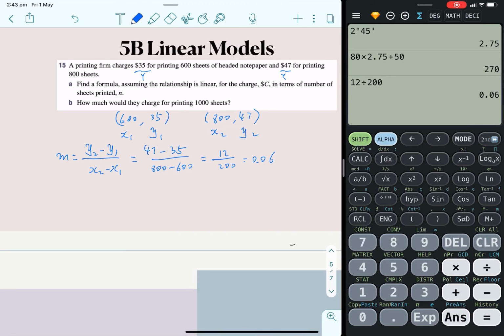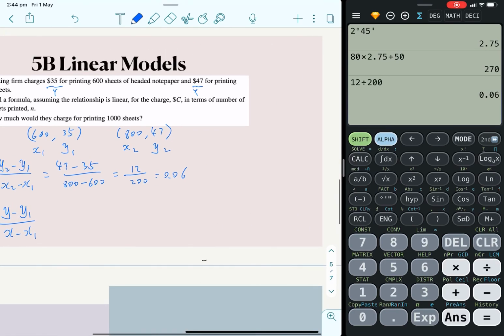Now, if you remember this other equation, we can just remove the y2 and make a y. If you don't remember this, please go back to 5a. We kind of did this last lesson, okay? Now we just substitute in. So M is 0.06 equals y minus y1, which here is 35, over x minus x1, which here is 600. Okay, we just times both sides by x minus 600.